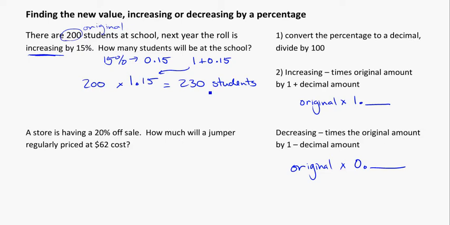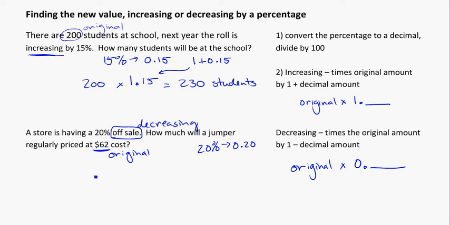Taking a look at a second example, a store is having a 20% off sale. How much will a jumper regularly priced at $62 cost? So $62, this would be your original. And the 20% off sale, what does this mean? This means decreasing. I'm going to go down in price because I'm on sale. So turning the 20% into a decimal, we get 0.20.